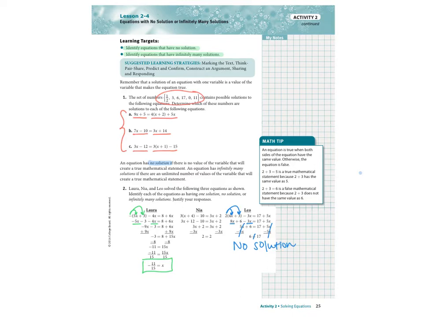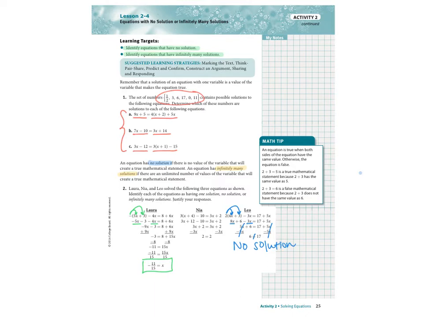Now, let's go back up above question number 2 and read through that next sentence. It says an equation has infinitely many solutions if there are an unlimited number of values of the variable that will create a true mathematical statement. Well, this is so interesting. Wow. Okay. Well, let's look at what Nia has to say. Let's look at her work when she had her equation and see what she did.